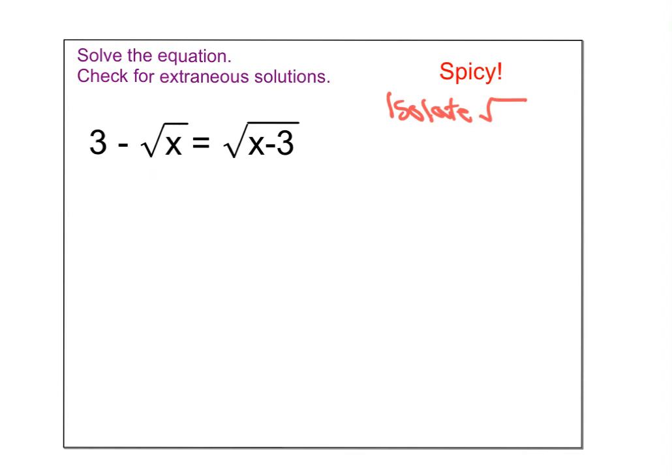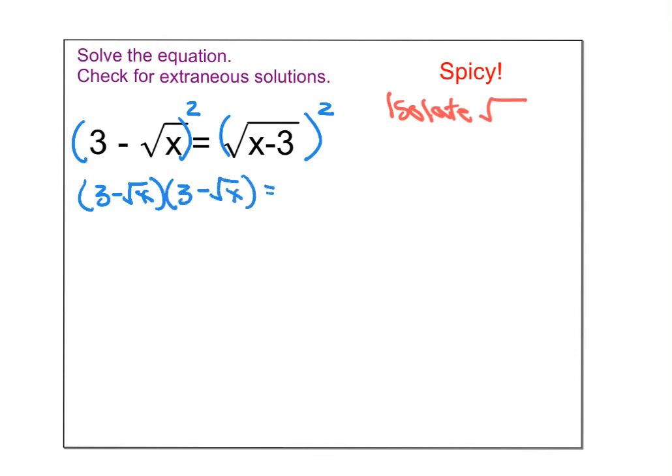So how do you get rid of a radical? You square it, and what you do to one side of an equation you have to do to the other. So it gets a little tricky here on the left. There's a binomial now times a binomial. 3 minus root x squared is really 3 minus root x times 3 minus root x. And then on the right side, the root and the exponent of 2 just cancel each other out. So we're just left with an x minus 3.